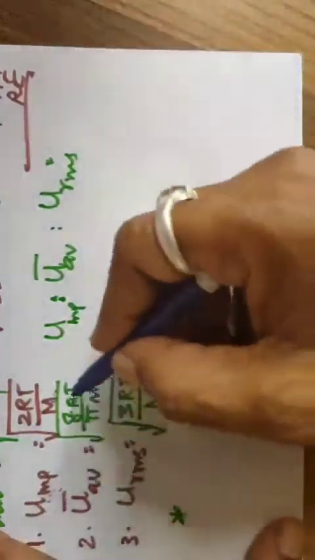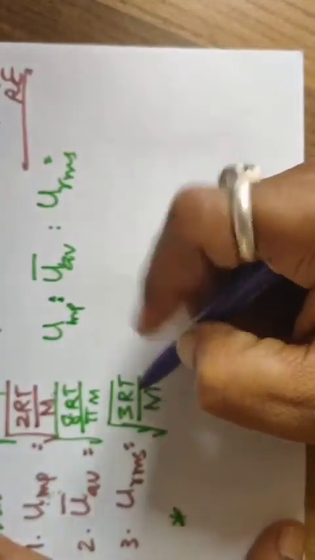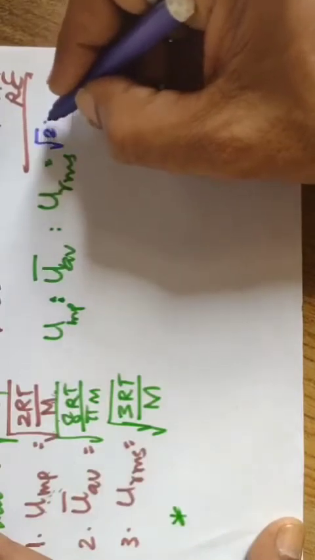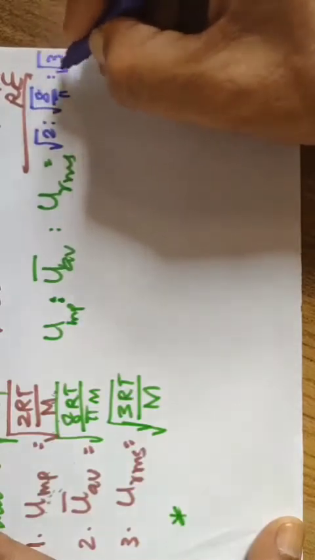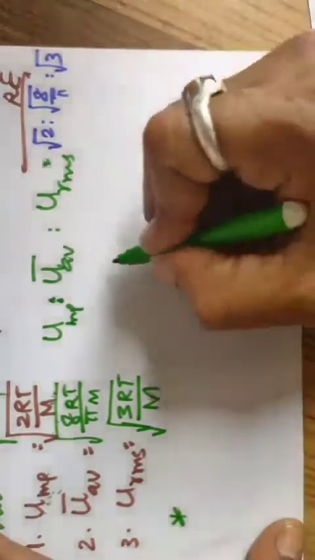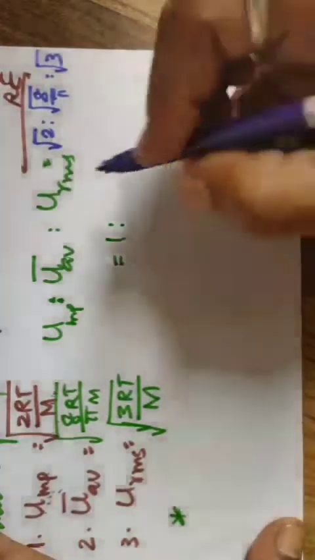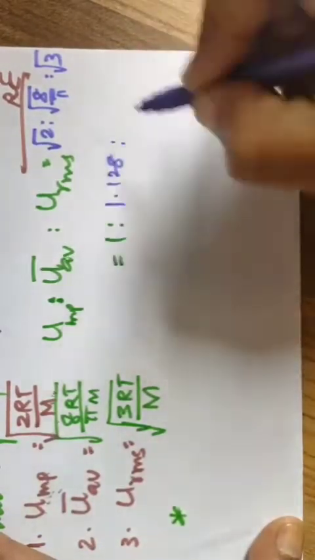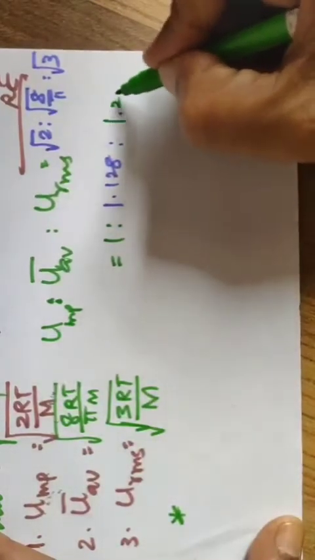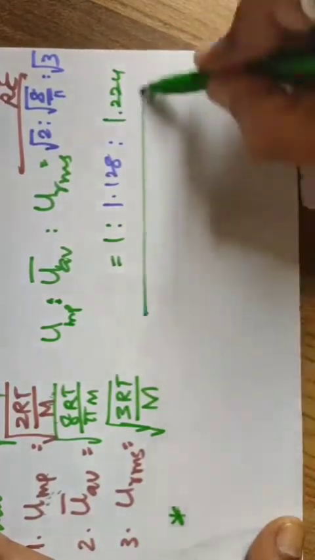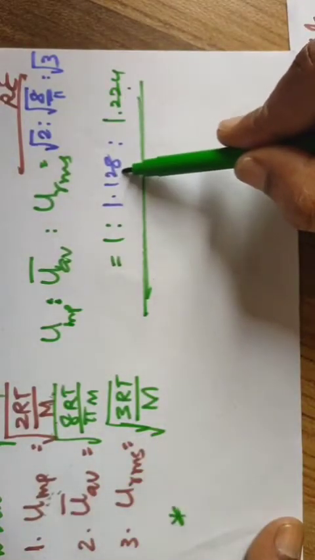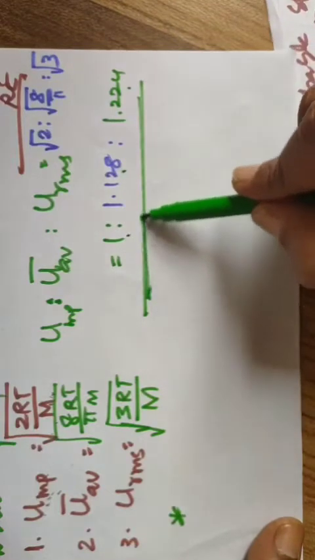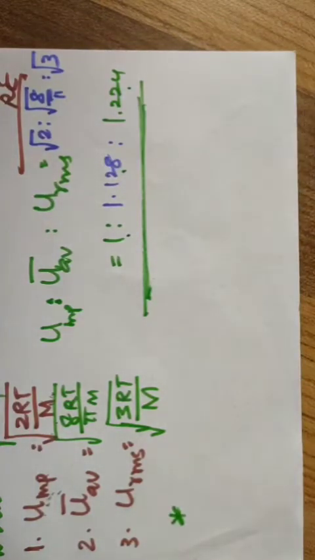In the most probable, average and RMS speeds, root RT by M is common, and therefore the ratio is root 2 is to root 8 by pi is to root 3. After simplification, the final answer is 1 is to 1.128 is to 1.224. So which velocity is more? RMS velocity is more than average velocity. Average velocity is more than most probable velocity. This information is possible to take from the graph very easily.